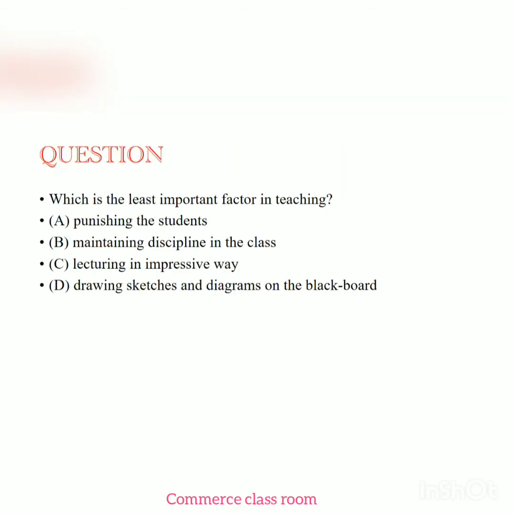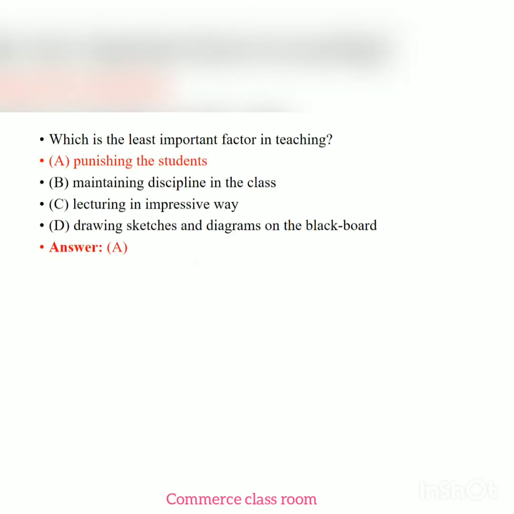Next question, which is the least important factor in teaching? Option A, punishing the students. Option B, maintaining discipline in the class. Option C, lecturing in impressive way. And option D, drawing sketches and diagrams on the blackboard. Our answer is option A, punishing the students.